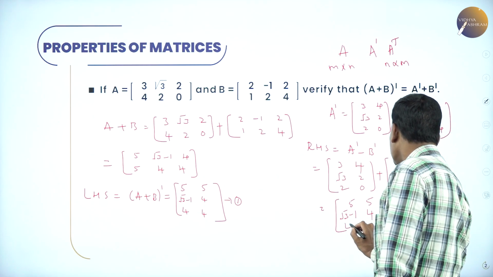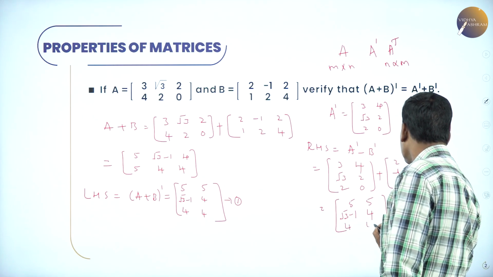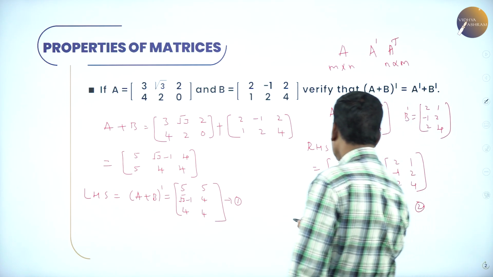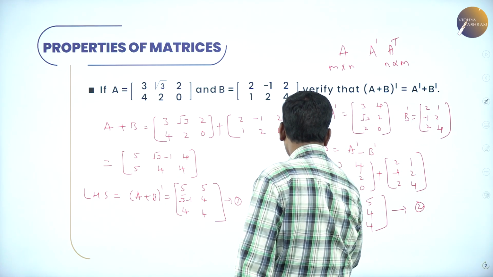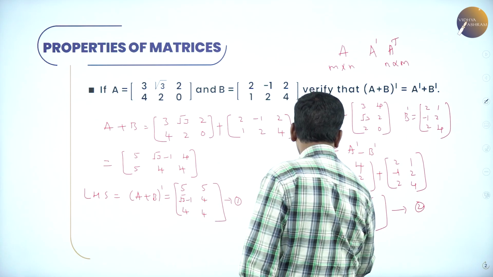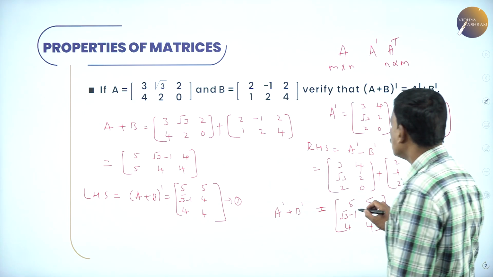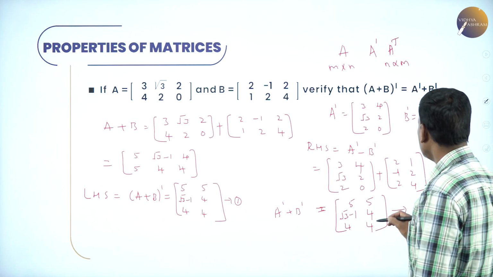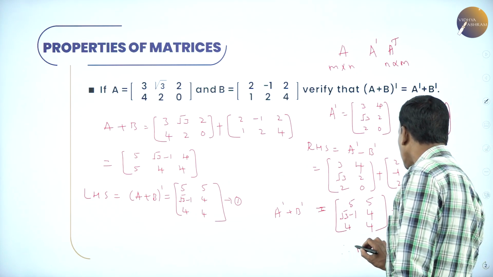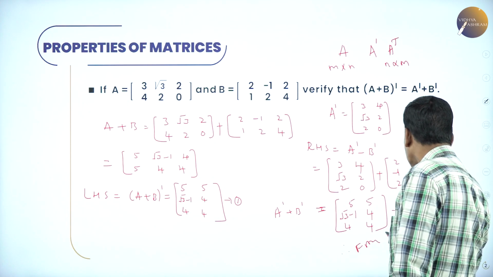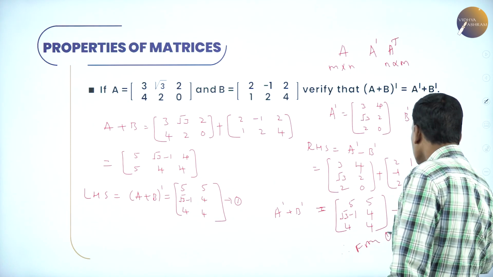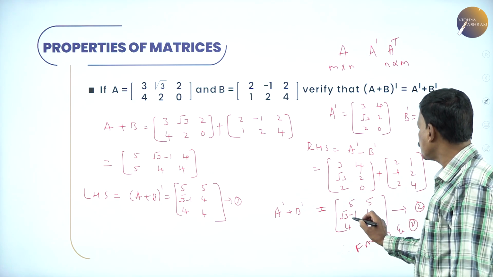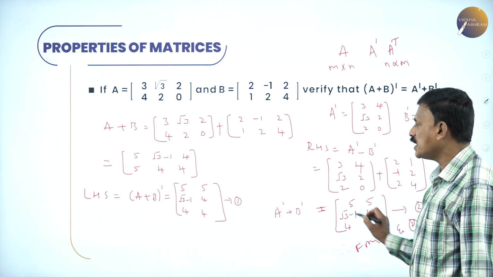2 plus 2 is also equal to 4, 0 plus 4 is equal to 4. So this is equation number 2. A dash plus B dash is equal to 5, root 3 minus 1, 4 and 4. Observe that from 1 and 2, the right hand sides are equal.